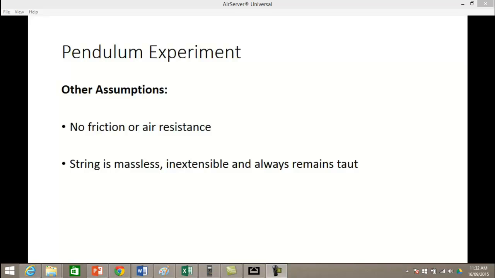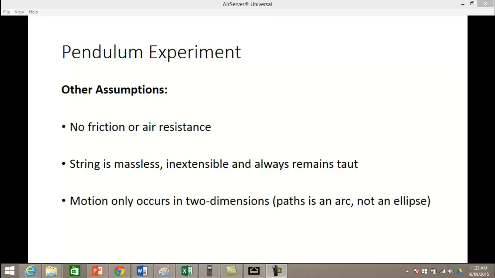If the string is elastic and the length of the string changes throughout the period of oscillation, then the equation becomes a lot more difficult. We also assume that the string remains taut, so the tension in the string is uniform. The third assumption is that motion only occurs in 2 dimensions, so it's tracing out the path of an arc rather than an ellipse. You'll find when you actually do this experiment, it's extremely difficult to keep it in 2 dimensions, and it will trace out an ellipse, but we will assume that that path is an arc.